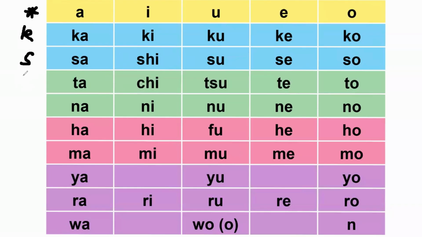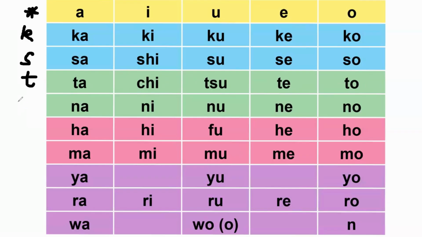Next is the T row. The first one is Ta. The second is an exception, it's Chi. Not Ti but Chi, C-H-I, Chi. The third character is Tsu. Similar to the S row's Su, but the spelling is T-S-U, Tsu. Next is Te and To. So Ta, Chi, Tsu, Te, To.